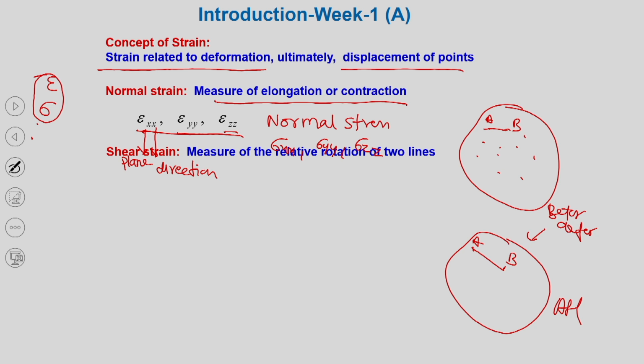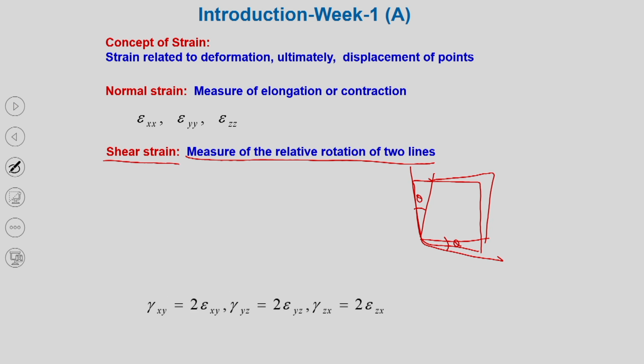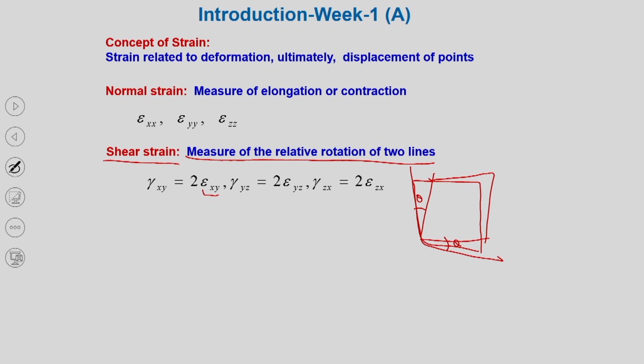Then we will talk about shear strain. In the shear strain, we measure the relative rotation of two lines. So, if we talk about a plane before deformation, how would it look after the deformation? That angle. They are denoted by epsilon xy, epsilon yz, epsilon zx, and all these are known as shear strains.